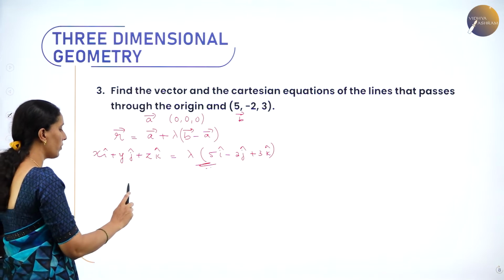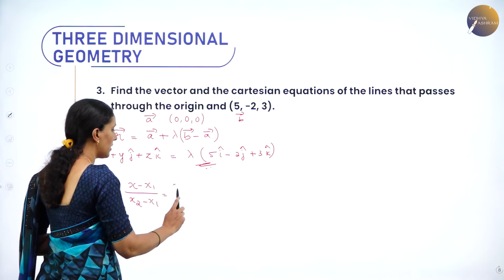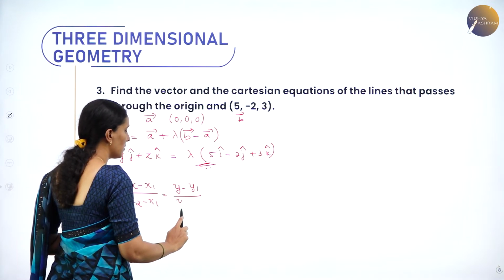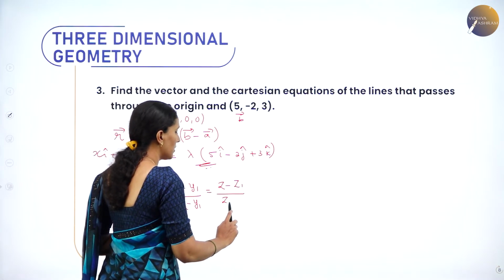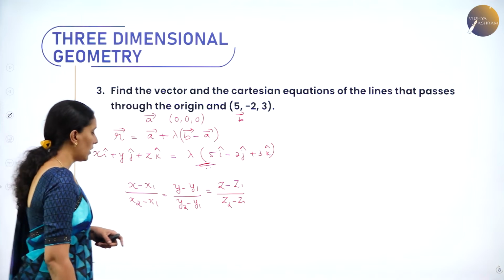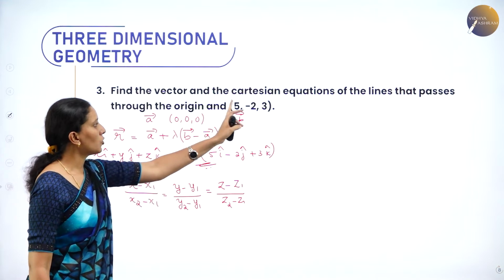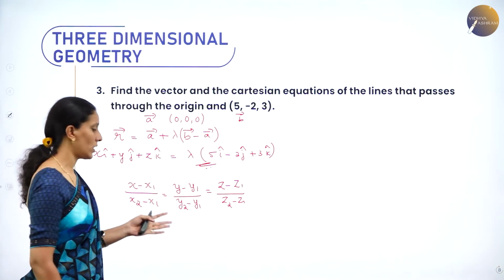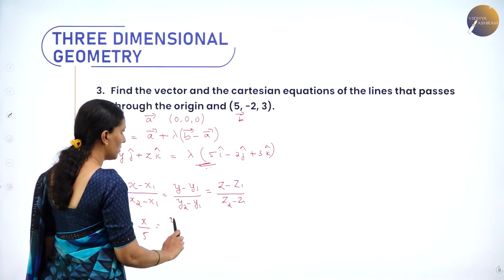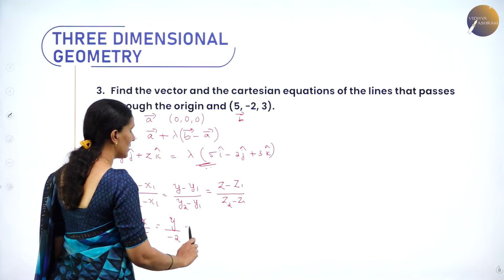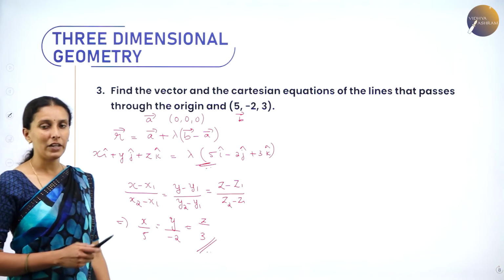Now, Cartesian form, we know that it is (x − x1)/(x2 − x1) = (y − y1)/(y2 − y1) = (z − z1)/(z2 − z1). Now, clearly we have x1, y1, z1 as origin, which is 0. x2, y2, z2 is 5, −2, 3. So, therefore, we get x/5 = y/(−2) = z/3. So, this is the Cartesian equation of the given line.